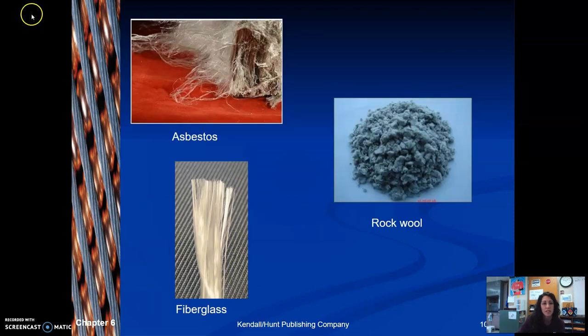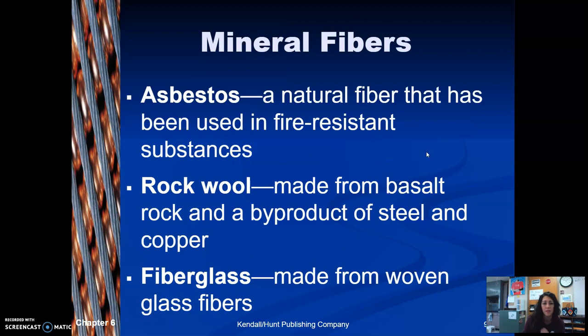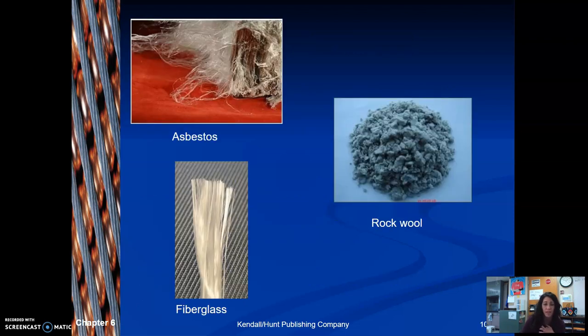So here you can see asbestos is kind of these strands here. Here's rock wool. And then fiberglass, you're maybe more familiar with. They actually take glass, melt it down, and then they push it through little teeny holes to get these strands. And then they can do a whole bunch of different things with them.